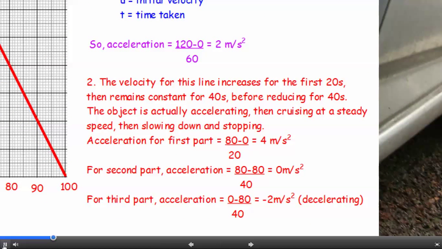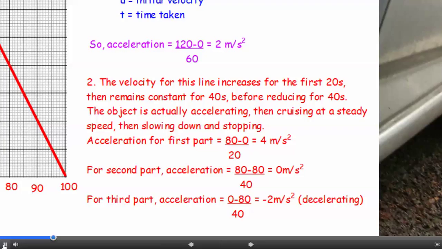So what about the red line then? Now the velocity for this line increases for the first 20 seconds, then it remains constant for 40 seconds, before reducing for 40 seconds. Now remember, velocity is speed in a given direction. So this shows us that the object is moving away from the start point, then remaining at a constant distance from the start point, and then it's coming back towards the start point. Speed-wise, this object is actually accelerating, then cruising at a steady speed, and then slowing down and stopping.